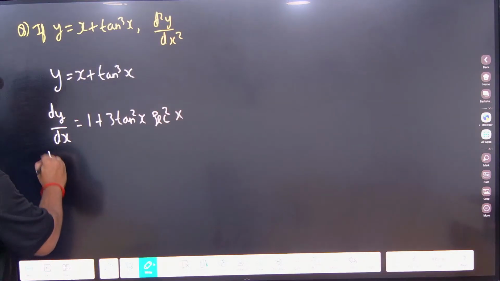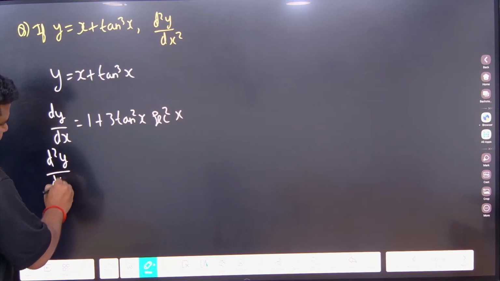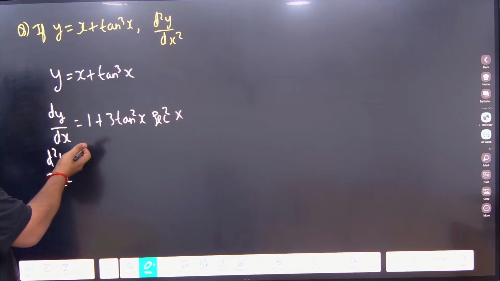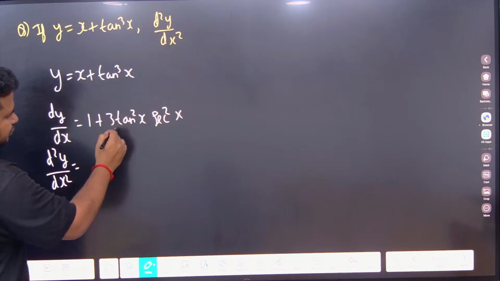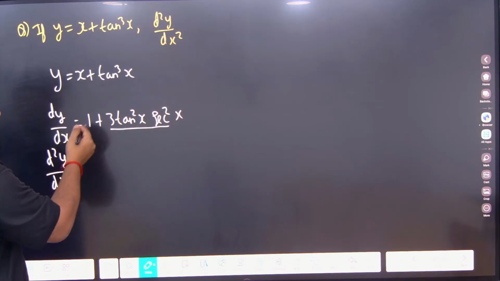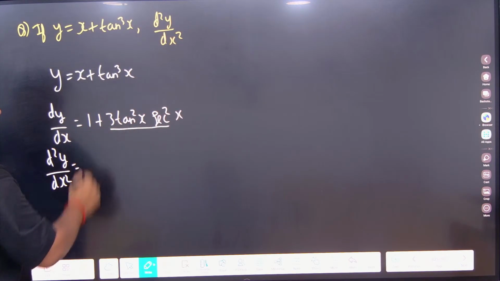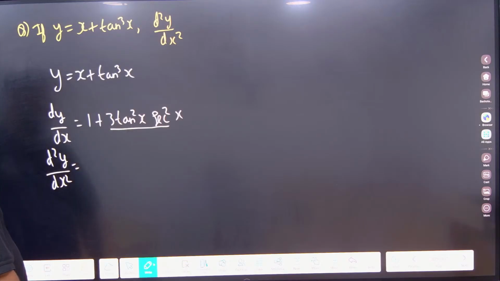Now what about d square y by dx square? That is double order derivative. Derivative of 1 is nothing but a constant, it is 0, so you can ignore that. I have to focus only on this. So I have 3 tan square x secant square x.